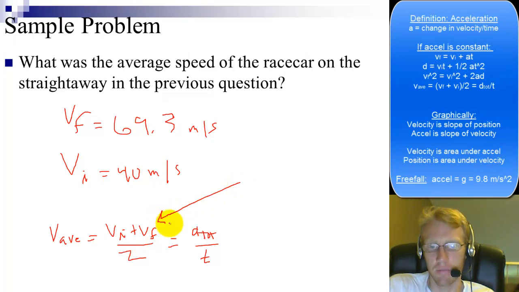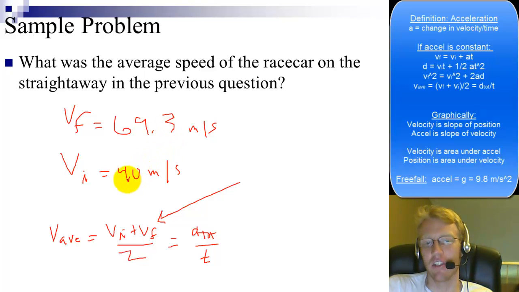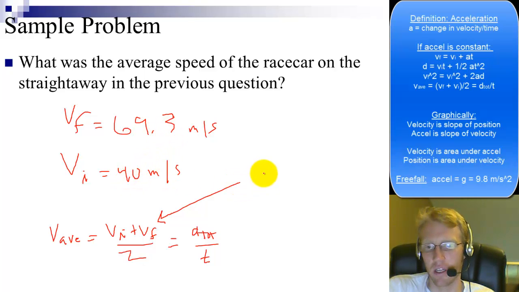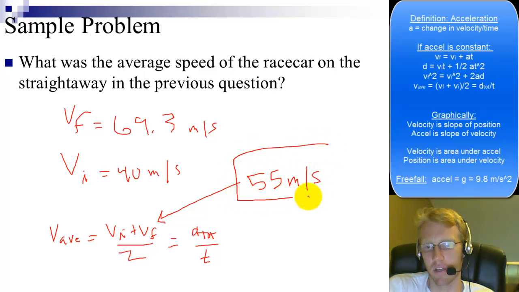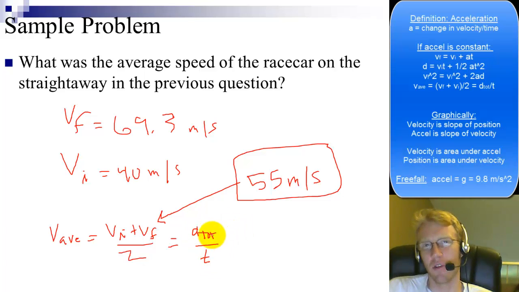So if I do this one, let's call 69.3 around 70. The average of 70 and 40 is going to be around 55 meters per second. It's a rough estimate. Okay? If we knew the distance and the time, we do know the distance, that was 400 meters, but we don't know the time, so this one's not as convenient to use. Now certainly we could calculate the time and then plug it in and show that we get the same answer, but that's something you can do if you want to, but I don't think it's necessary at this juncture in time.